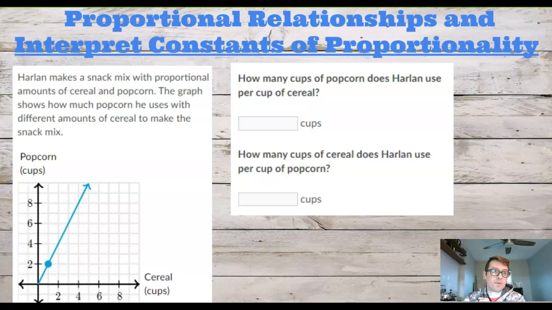All right, go chat about this. What are both unit rates here? And what do they mean?